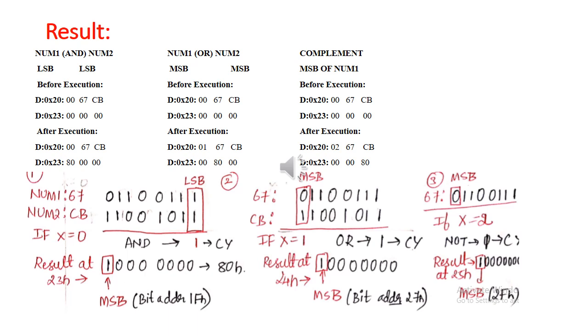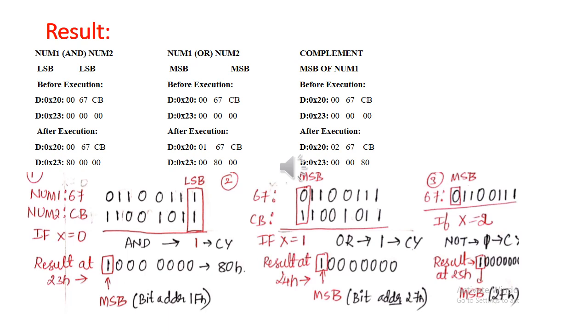The second case is if x is equal to 1, you are going to consider the same data. Whenever x is equal to 1, you do the logical OR operation of the MSB of the num1 with the MSB of the num2. So 0 logically ORed with 1, the result will be 1 itself. That 1 is available in the carry flag, and you are going to move it to the memory location with the byte address of 24H. In that you are going to set the MSB bit, and this MSB bit address will be the 27H memory location.